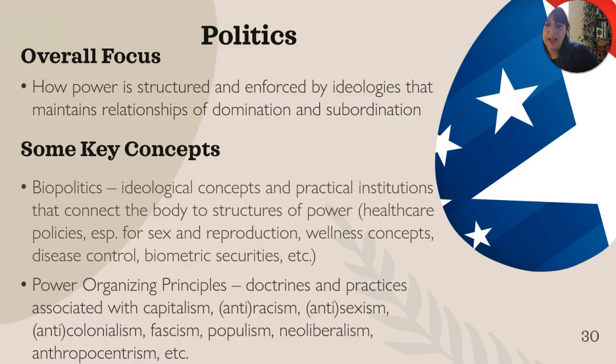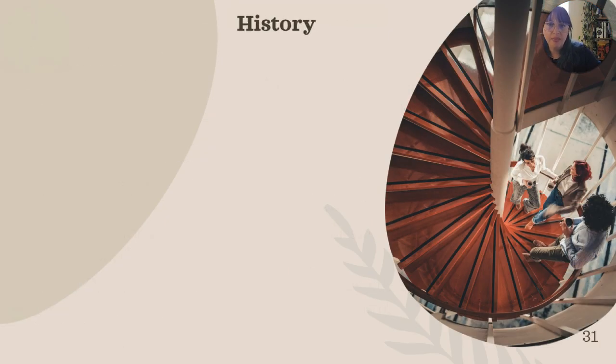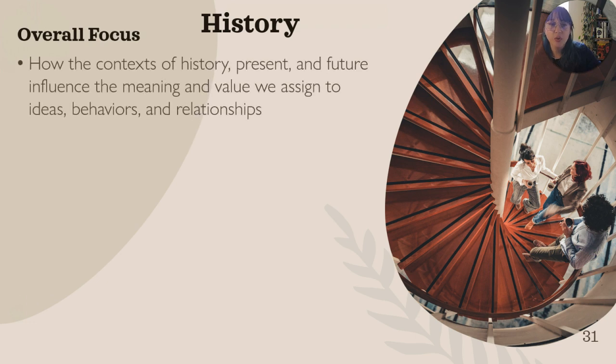So sort of how power is organized by these principles that seem to reinforce relationships of who has power and who does not have power. And then history. So the overall focus with history is how does the context of past, present, and future influence the meaning and value that we give to ideas, behaviors, relationships, norms, expectations, things like that.